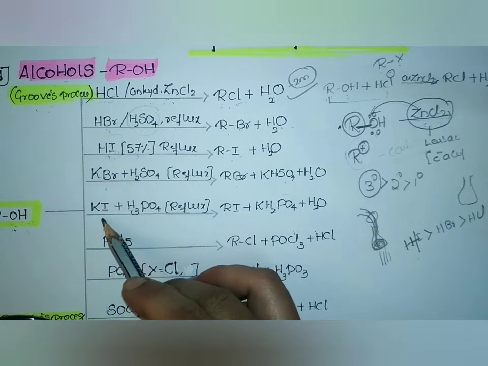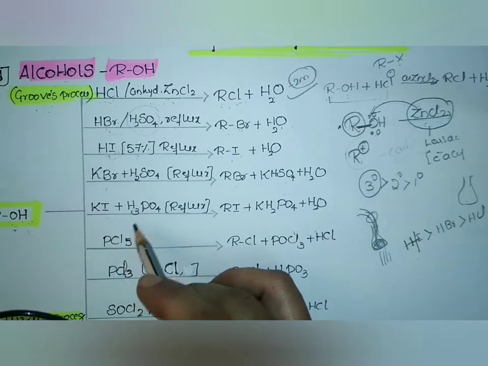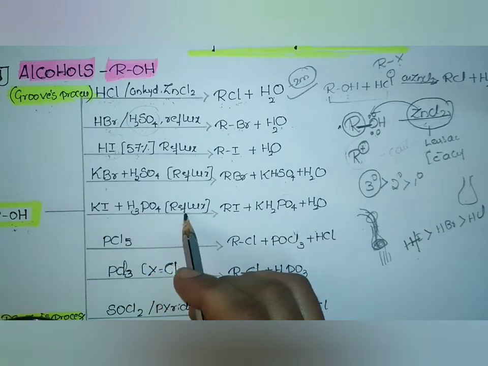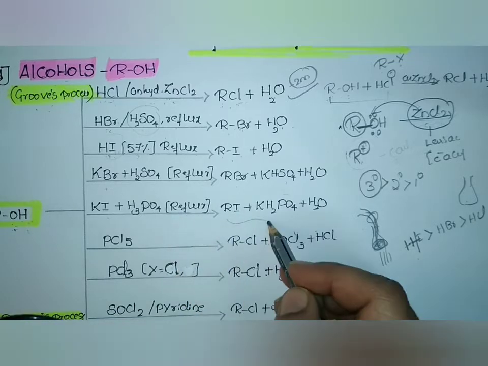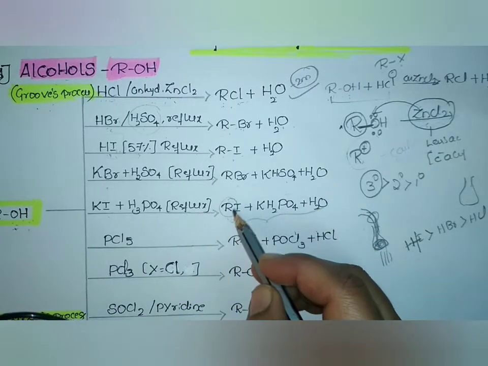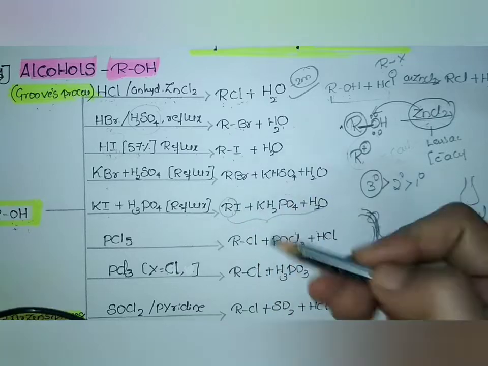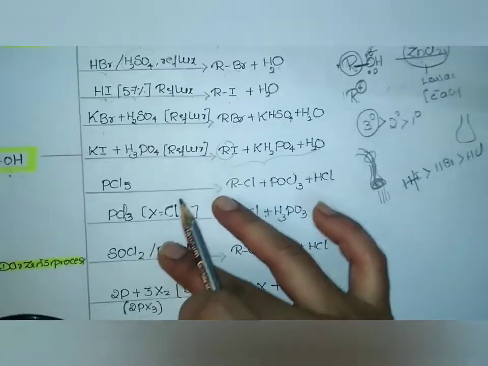Similarly, again, potassium iodide and orthophosphoric acid is taken here. The same reaction is going to take place. In place of R, you have to substitute the alkyl group. Just you can practice by using that.